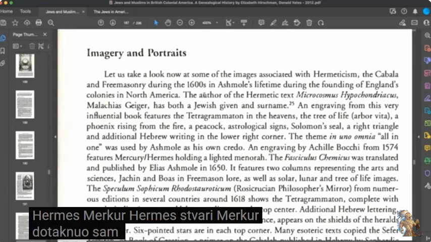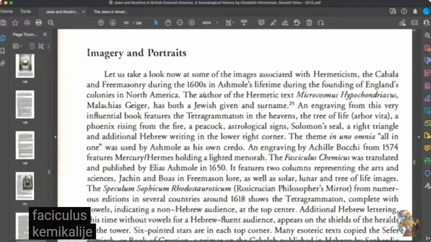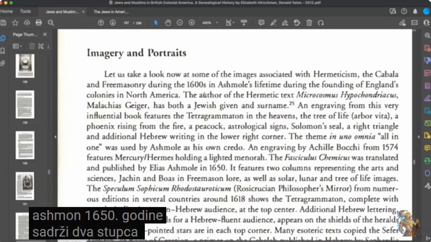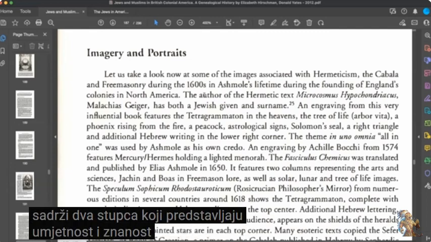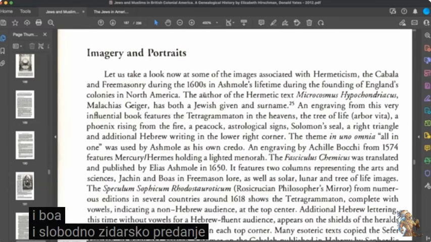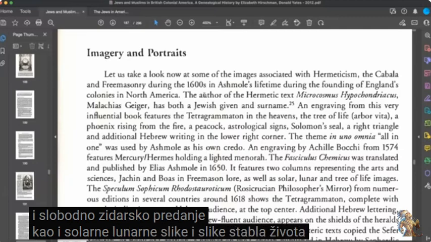All right, that's the hijack. Where's the hijack? Holding a lighted menorah. The Fasciculus Chemicus was translated and published by Elias Ashmole in 1650. It features two columns representing the arts and sciences, Hakim and Boaz, and Freemason lore, as well as solar, lunar, and tree of life images.